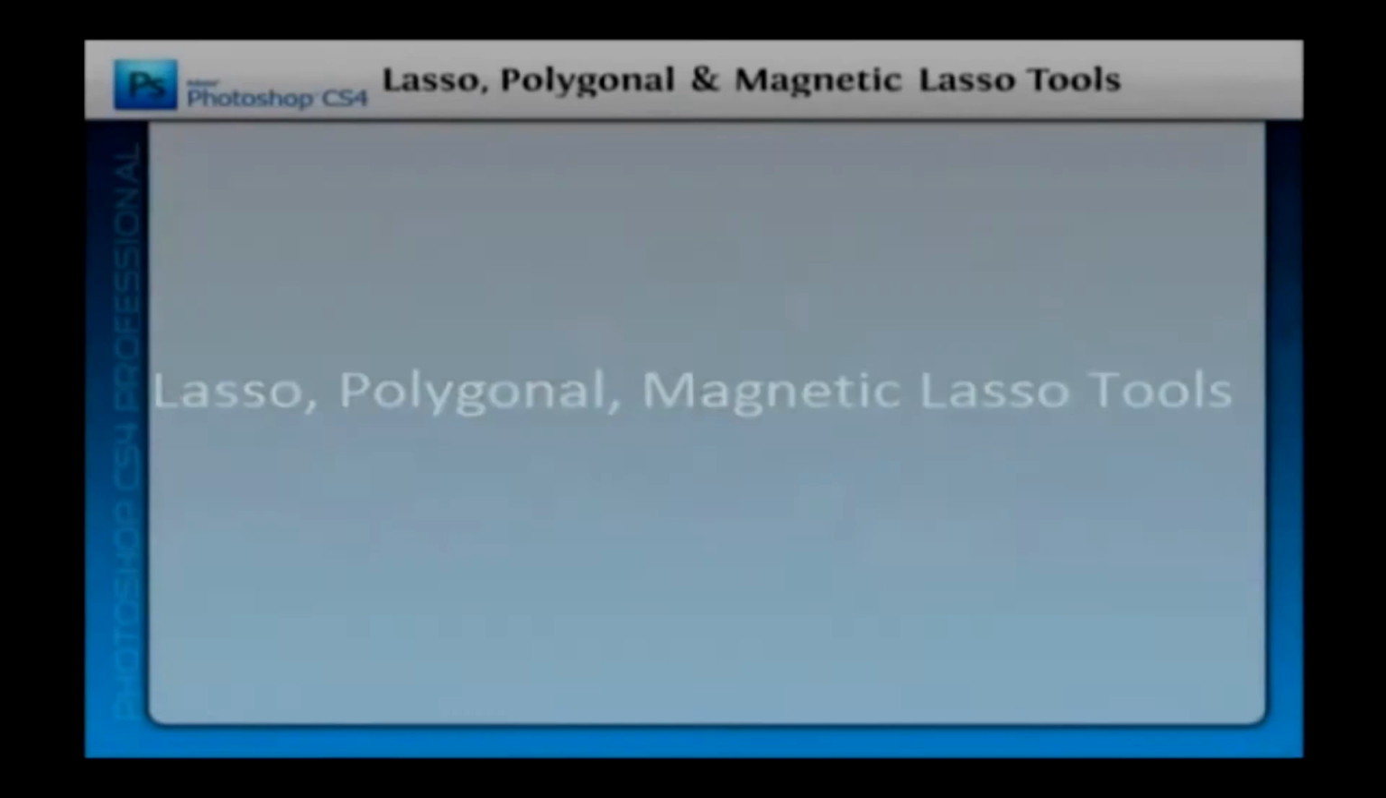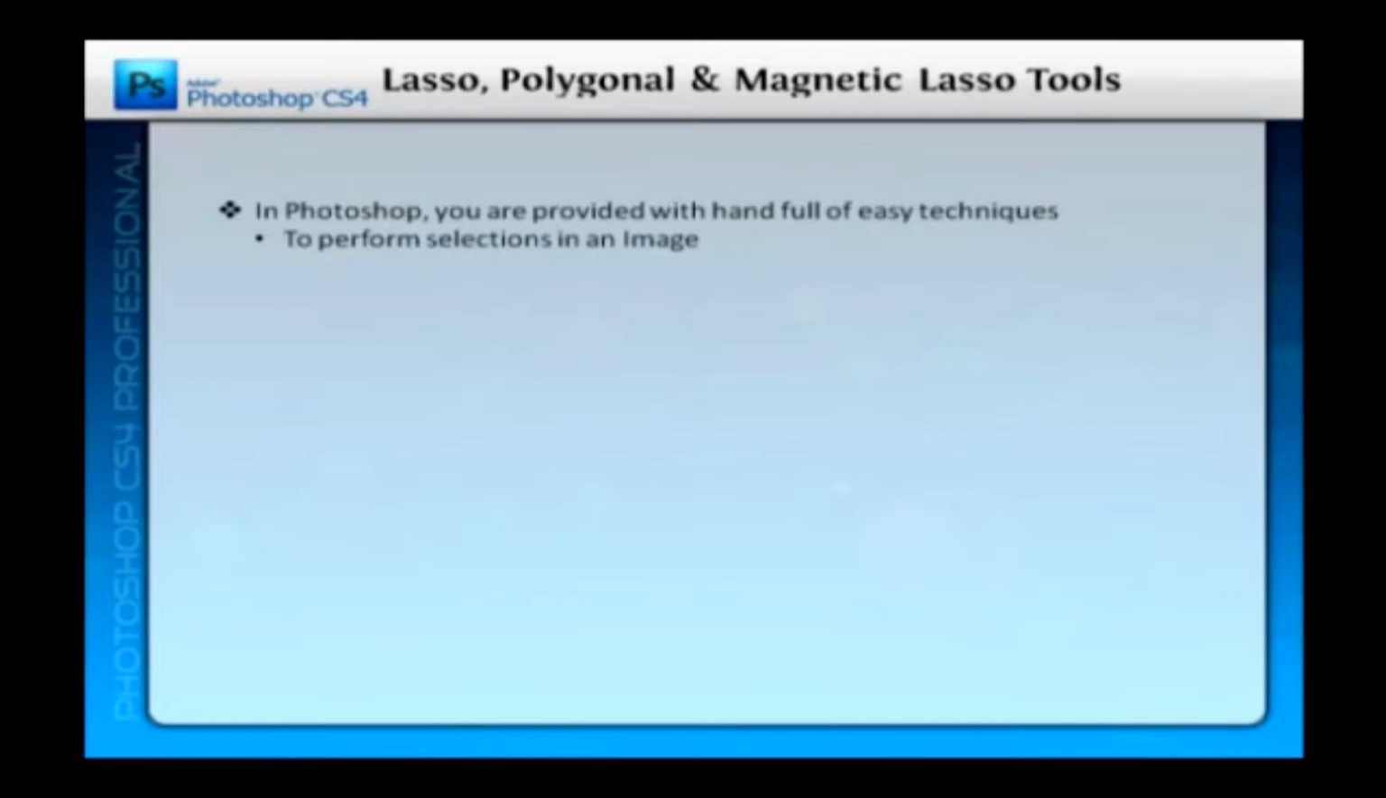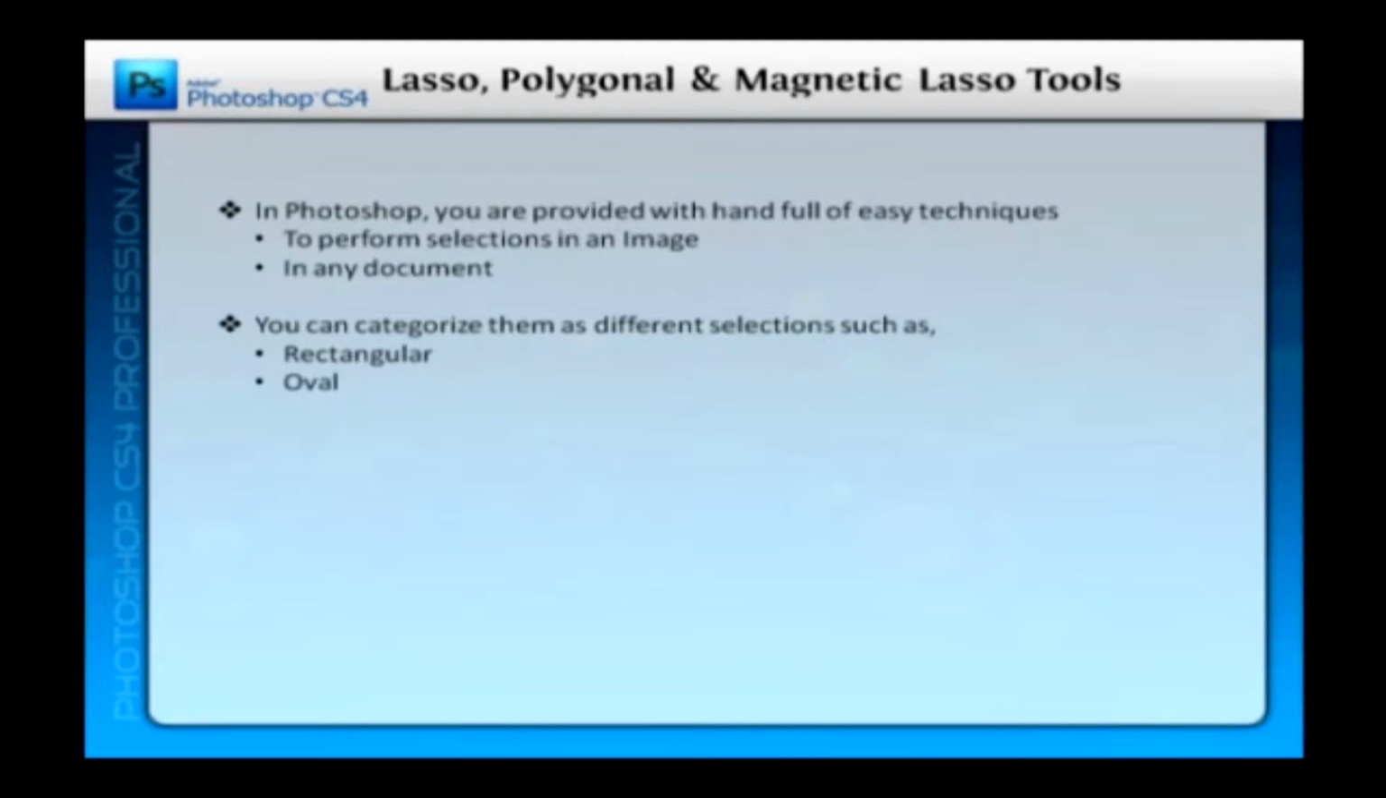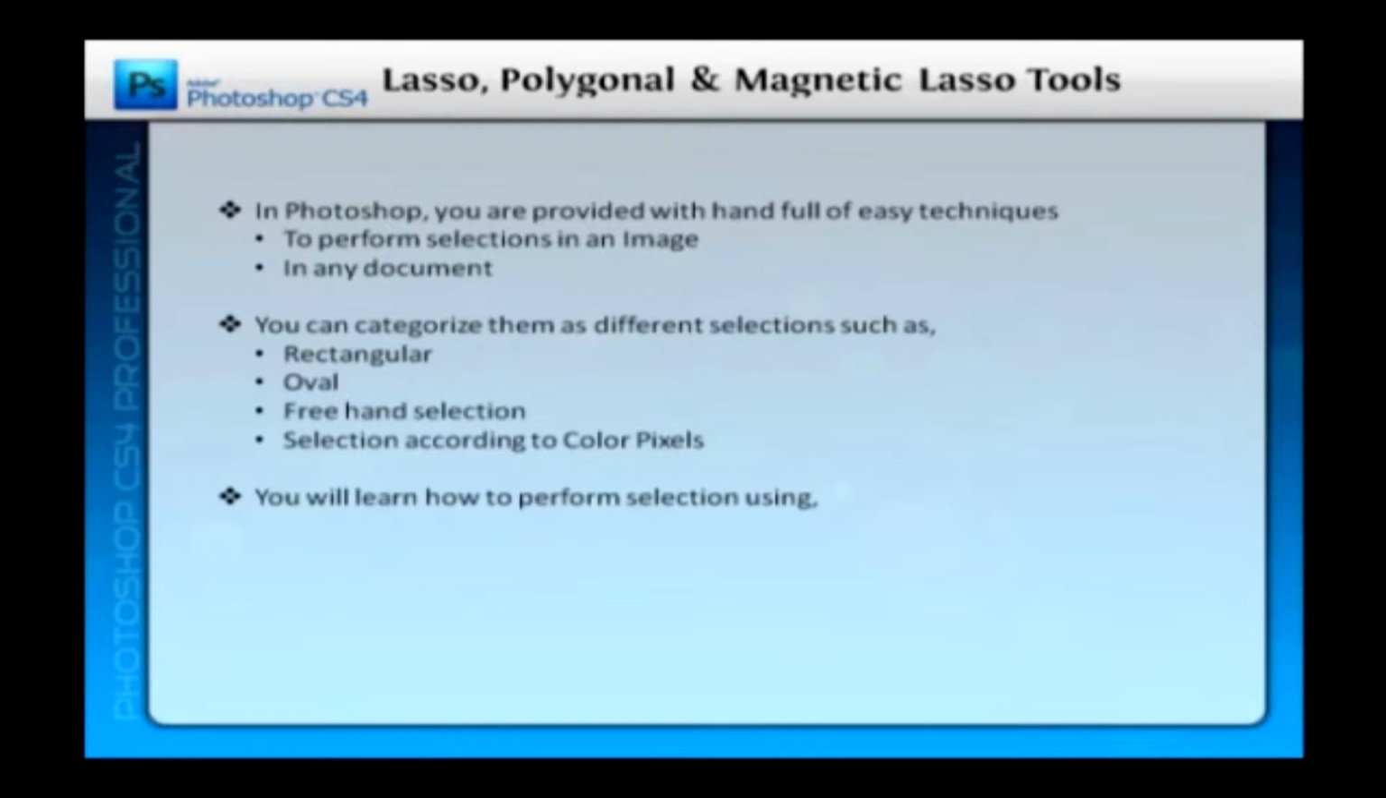Lasso, Polygon, and Magnetic Lasso tools. Before you start learning about Lasso Tool, let me refresh you with this information about the software. In Photoshop, you are provided with a handful of easy techniques to perform selections in an image or in any document, and you'll learn those tools in the coming tutorials. You can categorize them as different selections, such as rectangular, oval, and freehand selection, selection according to color pixels, and so on. In this tutorial, you'll learn how to perform the selections using Lasso, Polygon Lasso, and Magnetic Lasso tools.